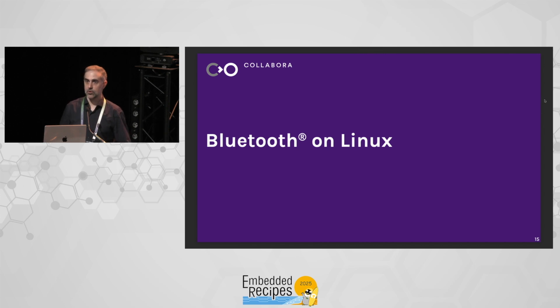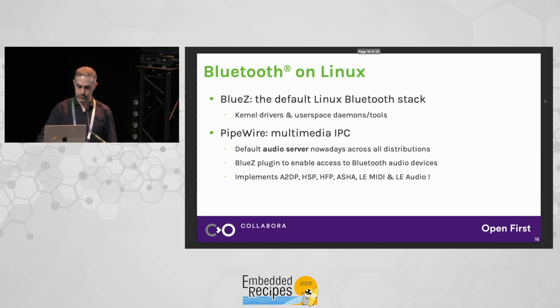And now let's talk about Bluetooth on Linux. Bluetooth on Linux is typically implemented with BlueZ. BlueZ is the default Linux Bluetooth stack. It consists of two parts. There is the part that lives in the Linux kernel, the kernel drivers, and there is a part which is user space daemons and tools. And you need both to make it work.